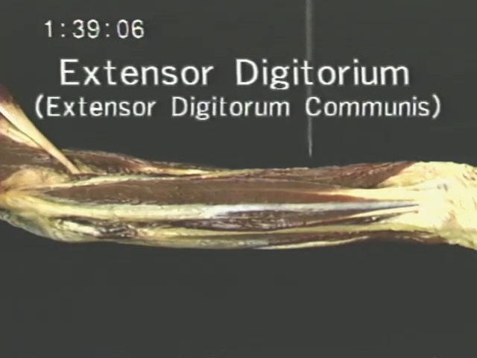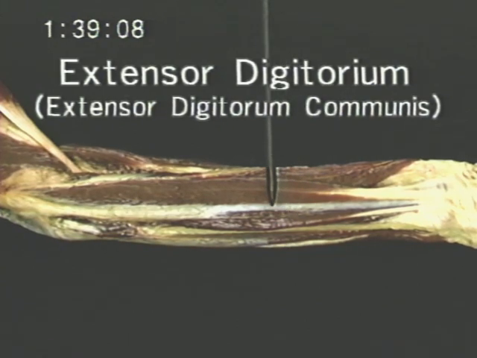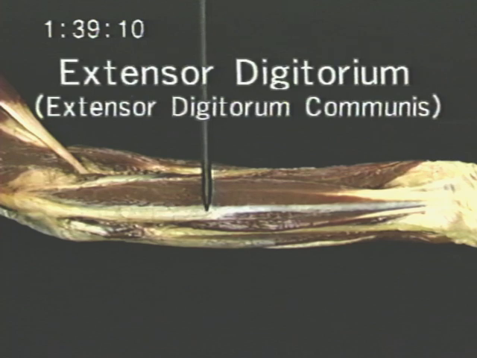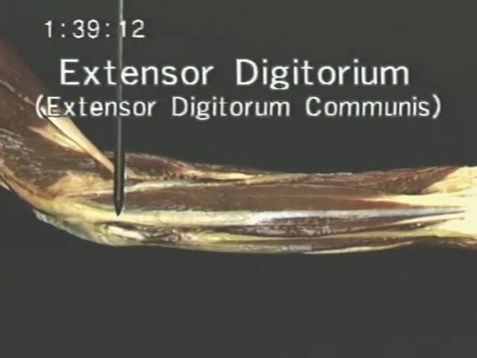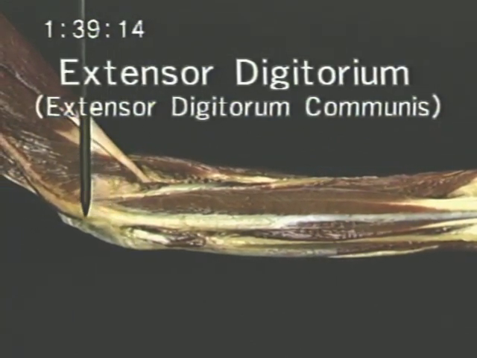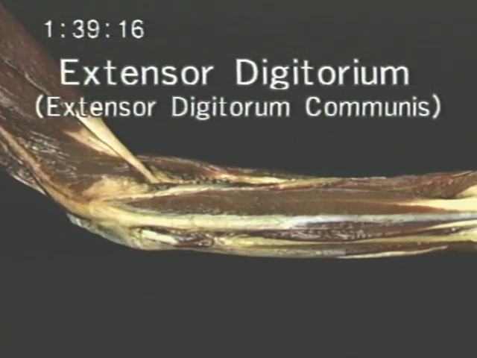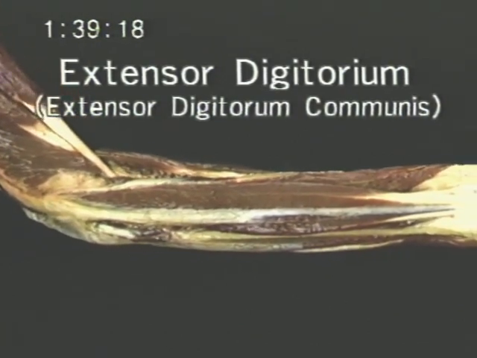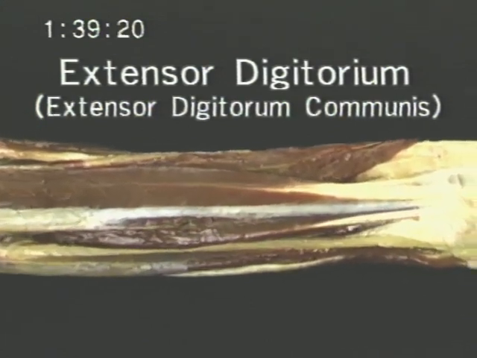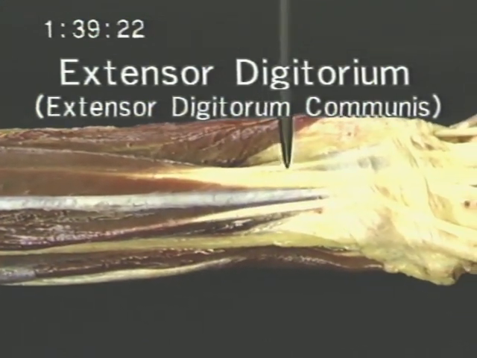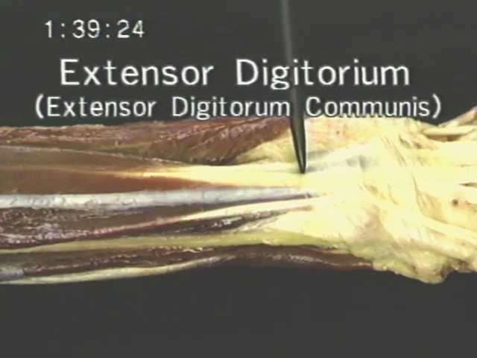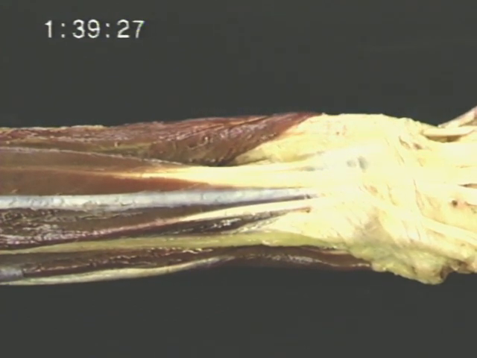There are three, a large one that extends all four fingers and two small ones for the index and little fingers. The large one is extensor digitorum, sometimes called extensor digitorum communis. It arises from the common extensor tendon and thereby from the lateral epicondyle. As it passes distally, it divides into four slips, which pass together under the extensor retinaculum. We'll follow them beyond there in a minute.